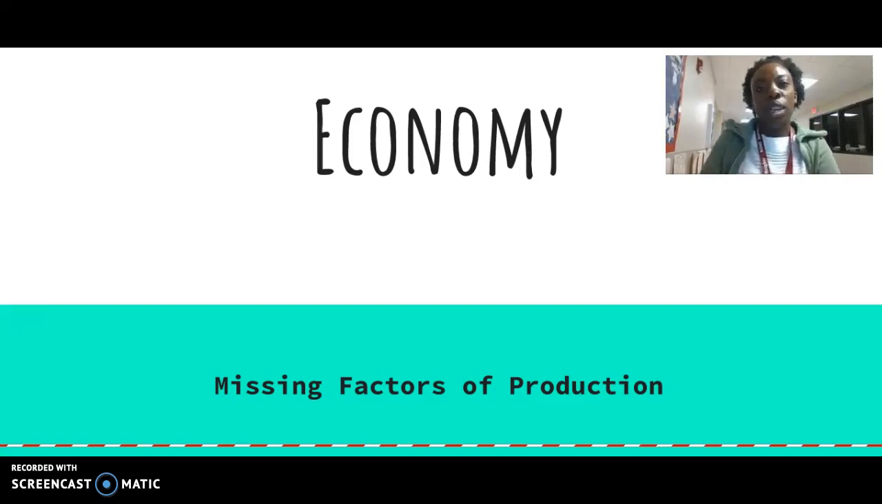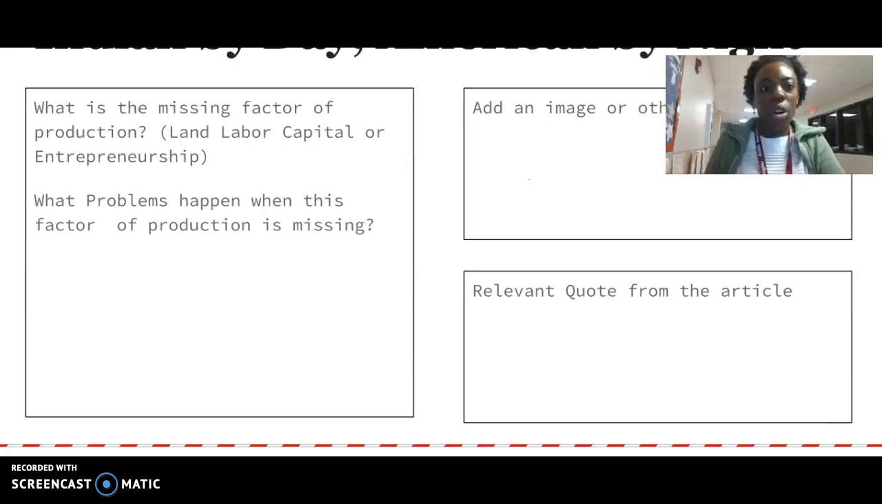So what you're going to do now is create a presentation, which I've already provided a template for, but you will later include things like an original product, and that is going to come later. But now all I want you to do is illustrate or tell us what the missing factor of production is for your article. So you would put the title at the top, put your name at the top, and elaborate on what the missing factor of production is. Is it labor? Is it capital? Land? Entrepreneurship? And what problems happen when this factor of production is missing? You're also going to add an image, and you're going to add a relevant quote from the article.